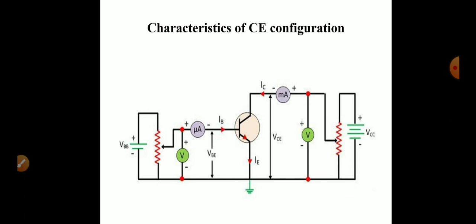Similarly, the output current is the collector current and it is measured from the ammeter connected in between the output rheostat and the collector terminal. Output voltage is the collector emitter voltage and it is measured by the voltmeter connected in parallel with the collector emitter terminal. These are the basic connections of common emitter configuration.